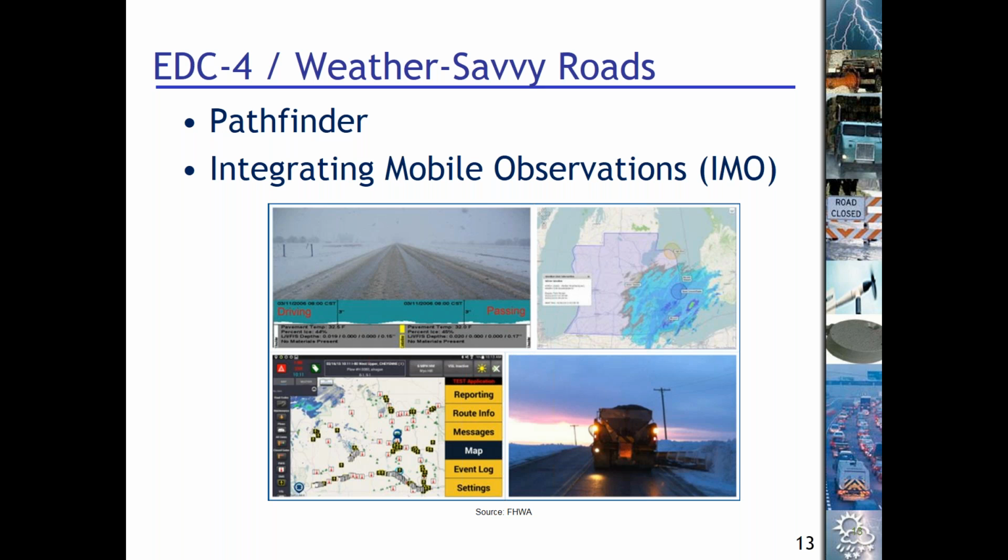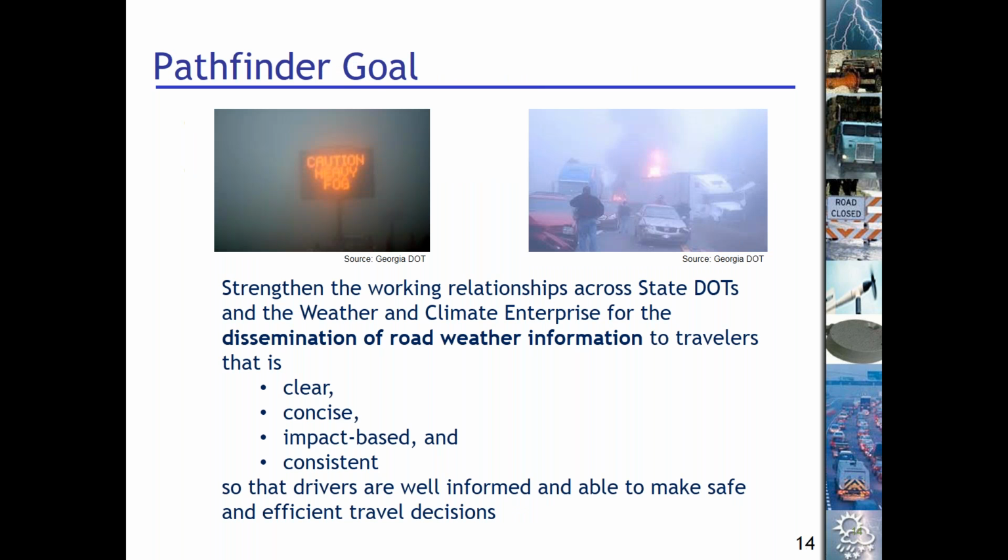The two parts of Weather Savvy Roads are Pathfinder and Integrating Mobile Observations. The goal of Pathfinder is to strengthen the working relationships across state DOTs and the weather and climate enterprise for the dissemination of road weather information to travelers that is clear, concise, impact-based, and consistent, so that drivers are well informed and able to make safe and efficient travel decisions.